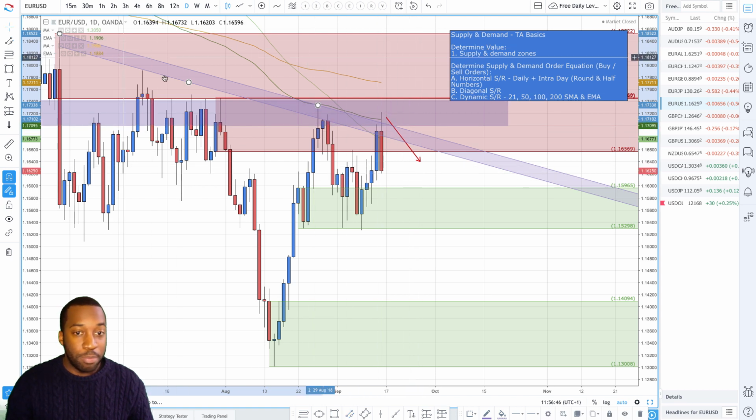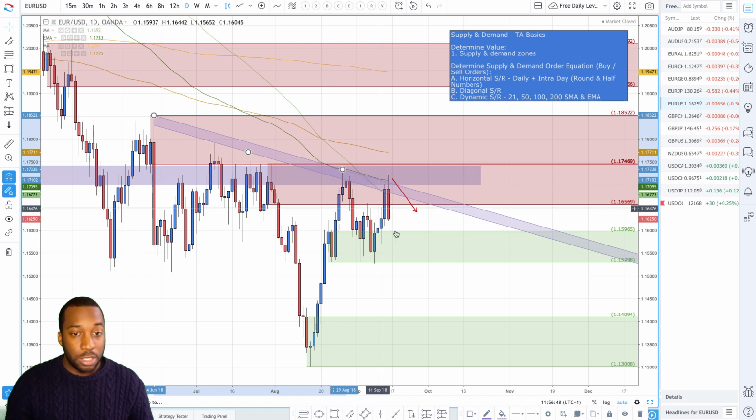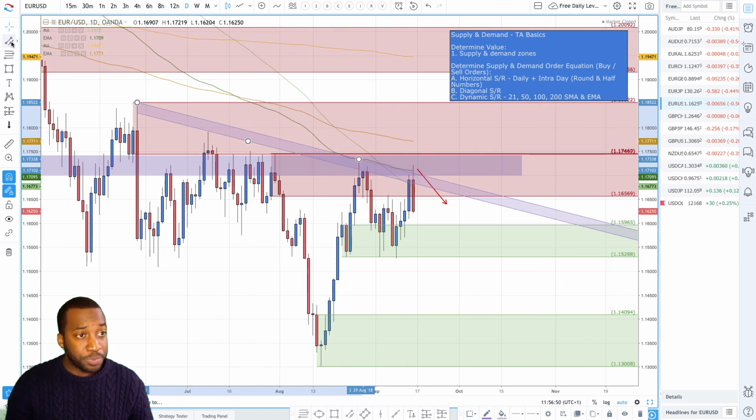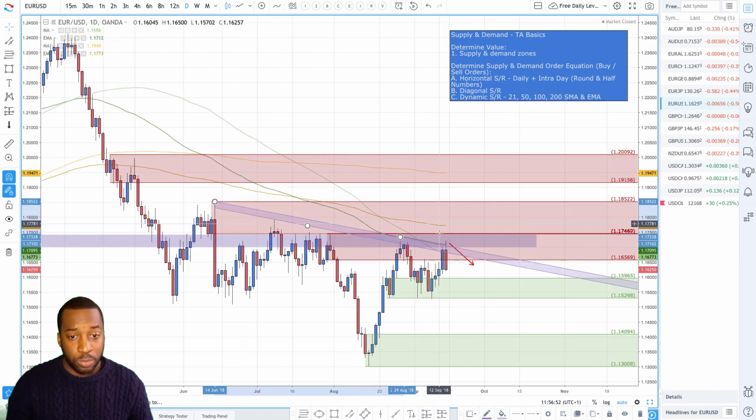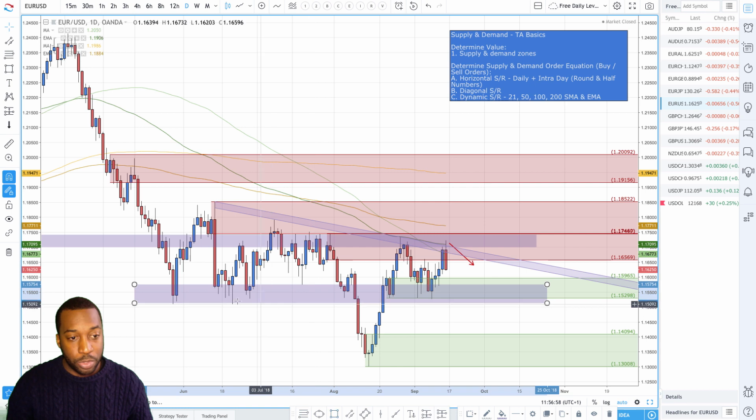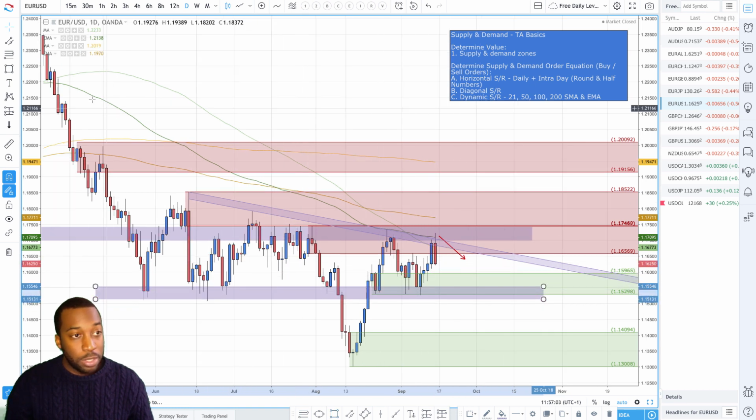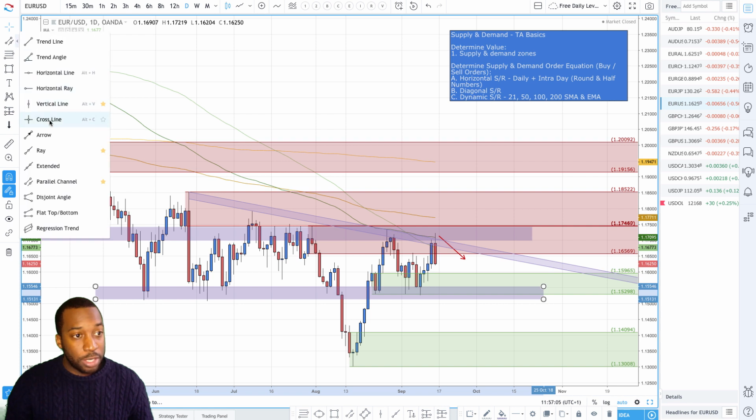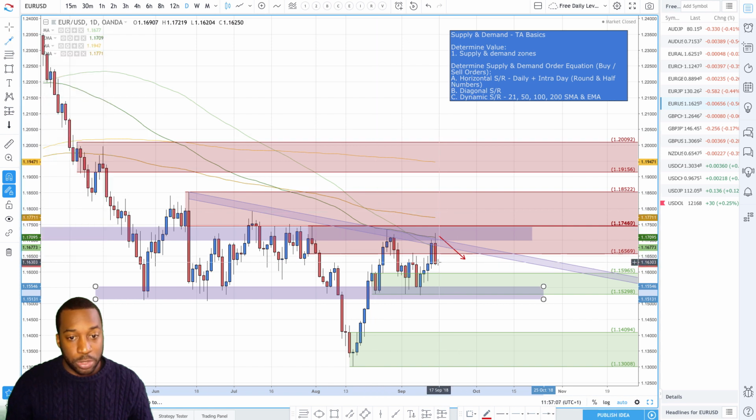If you're looking to be a buyer of the euro, then we have to come down into this demand zone. We can see this demand zone here. It's got that support and resistance, pretty obvious. So we'd be looking for prices to come down into this level here before looking to get long.